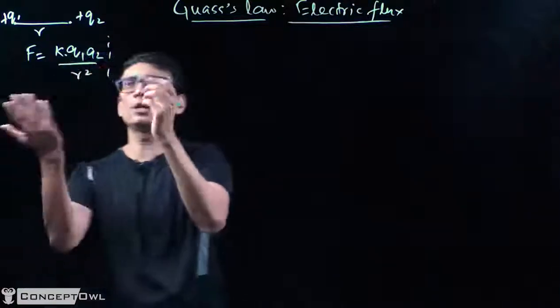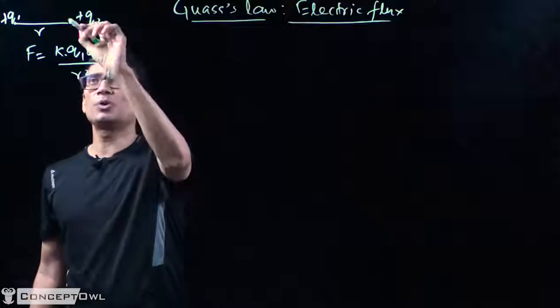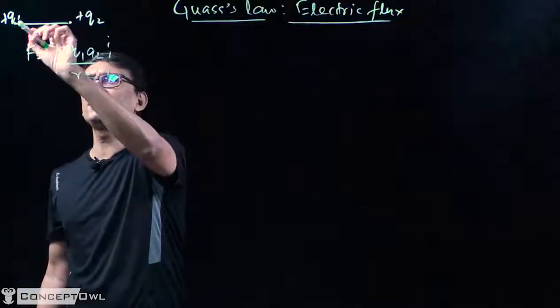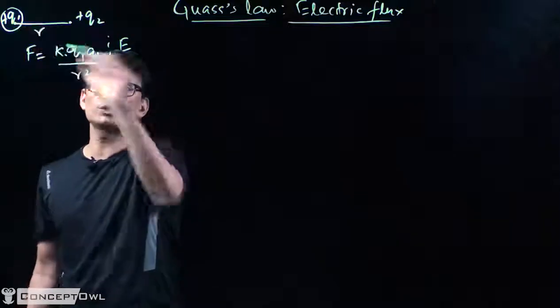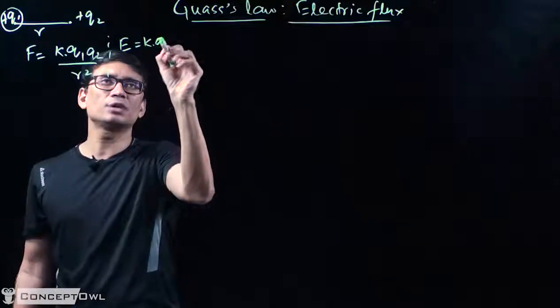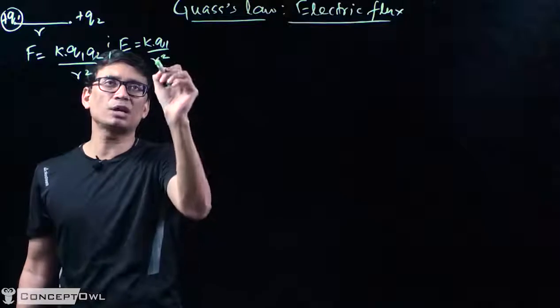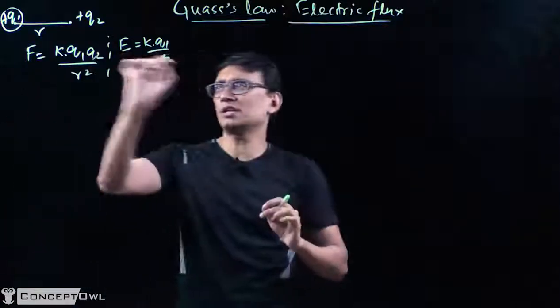And correspondingly, at any point, if you look at the electric field due to, let's say, only this charge, the electric field because of charge Q1 would be nothing but K Q1 upon R square, where R is the distance between the point and the charge.